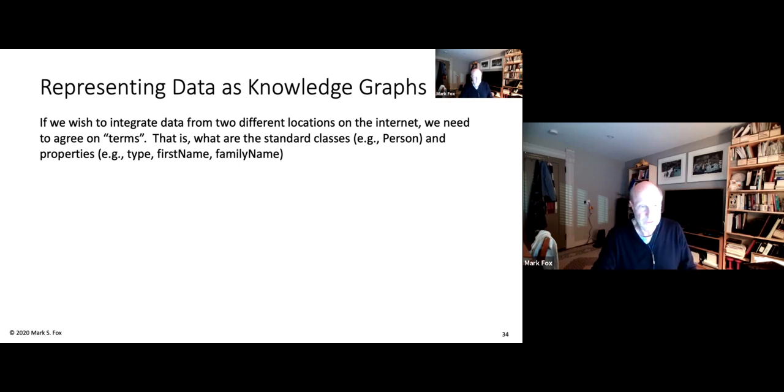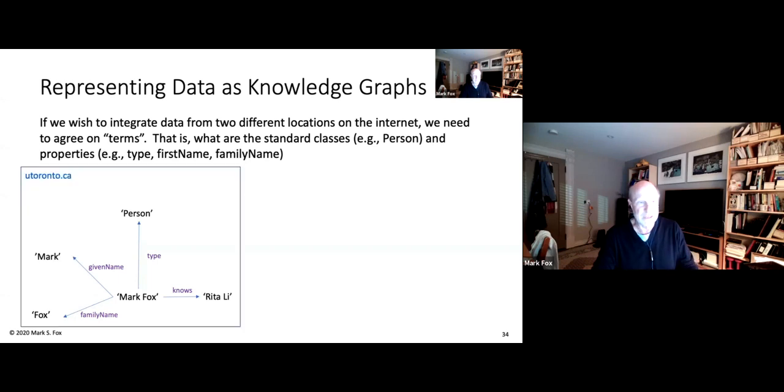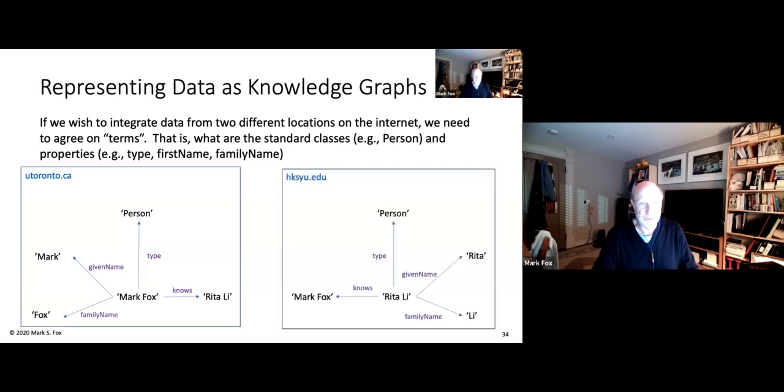What that means is, if I'm going to represent the concept of Mark Fox, he is of type person, or an instance of a person. Mark Fox's given name is Mark, family name is Fox, and Mark knows Rita Lee. Okay, so if Rita and I can agree that my database at the University of Toronto uses the same properties and some of the same classes in her database, then her database at HKSYU will look similar.